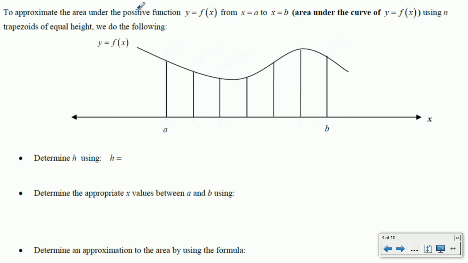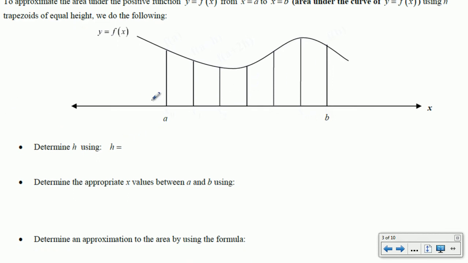To approximate the area under the curve f of x from x equals a to x equals b, using n trapezoids of equal height, we are going to first need to determine the h's. So in order to figure out what this h is for each trapezoid, we need to figure out this full distance, which would be b minus a, and divide it equally into n pieces. So we divide by n.